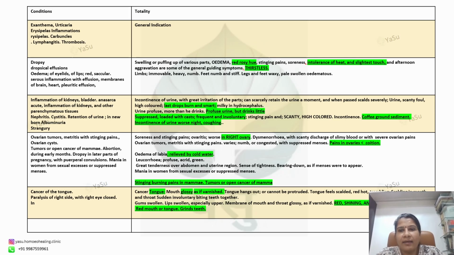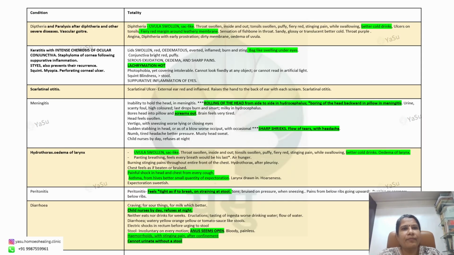Tongue feels scalded, red, hot, and trembling, and there is sudden involuntary biting of the teeth together. The gums are swollen, lips are swollen, especially the upper one, and the membrane of the mouth and throat is glossy as if varnished, and red, shining, and puffy, like erysipelas. So it is a red mouth or tongue, and the patient grinds the teeth. This we will take up in our daily reading sessions. You can go through it.